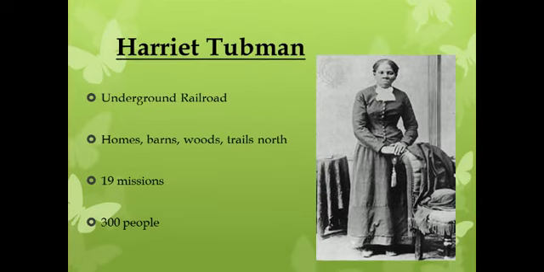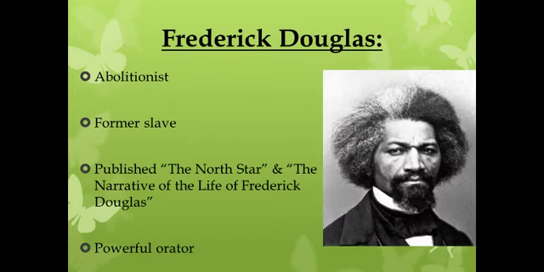Harriet Tubman was also a very famous abolitionist. She ran the Underground Railroad, and there were stations, as you call them, homes, barns, woods. There were various trails north. She herself went on 19 missions and single-handedly freed over 300 people. So she was an amazing reformer in her own right, and it's important that you know who that is. Harriet Tubman, very important.